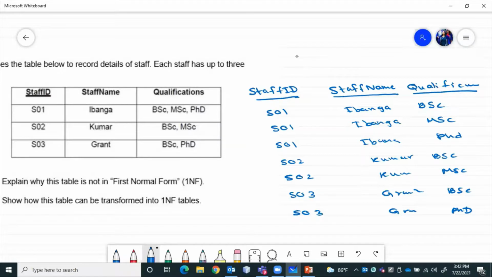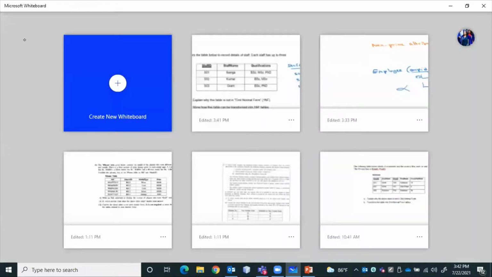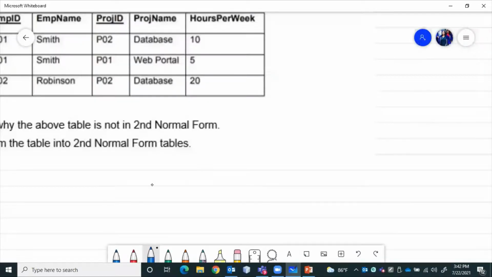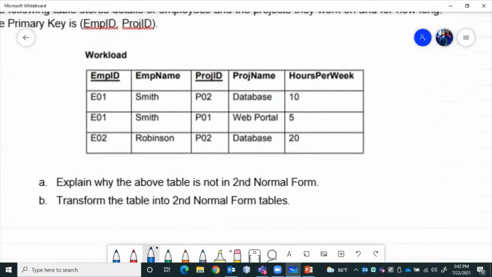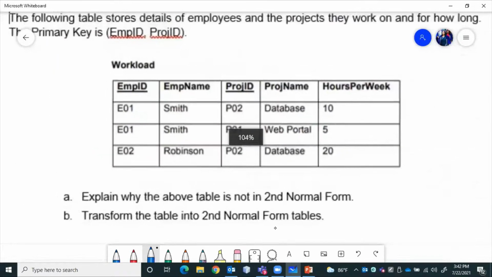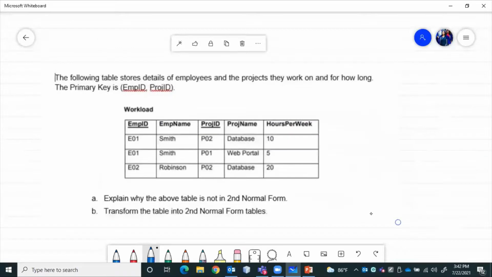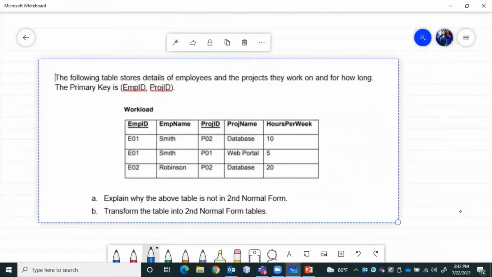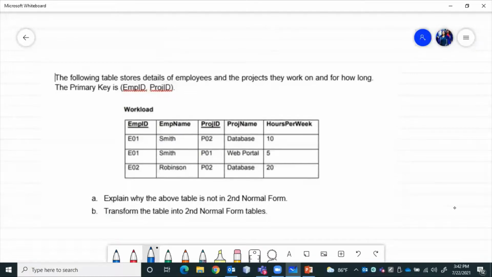Okay. So let's move to the other question. This one. Look at this. The following table stores details of employees and the projects they work on and for how long.